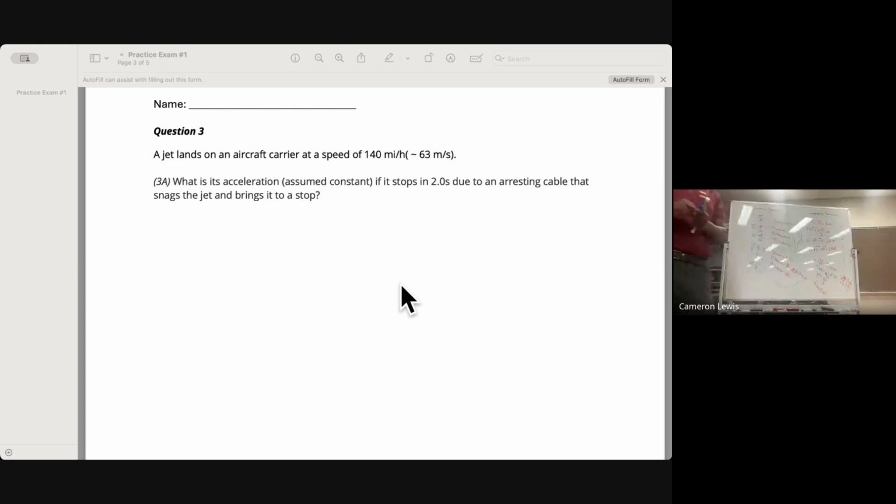So if we assume that it's still moving in the same direction with the same acceleration, what else can we assume? Same time. Exactly. Same time and same initial velocity.